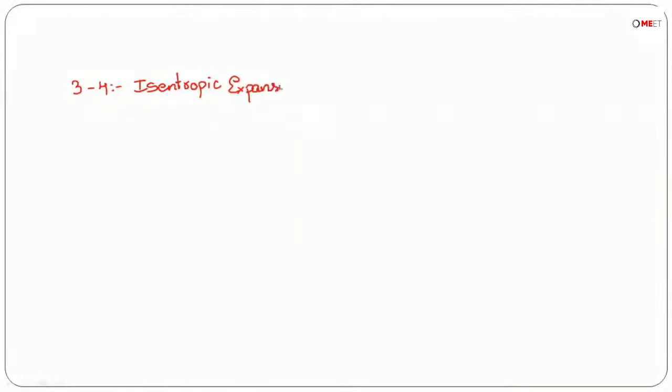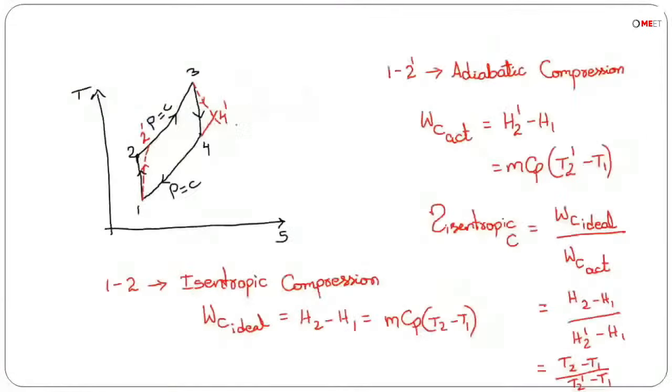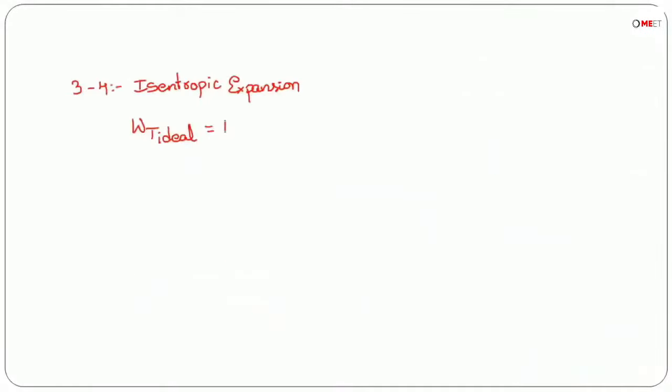So when we have come across this isentropic expansion, work developed by the turbine will become the ideal work output. So this ideal work output will be H3 minus H4, or you can write this as MCP T3 minus T4. This is the ideal work output.